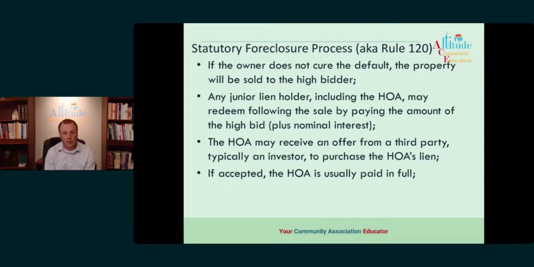If the owner does not cure the default, the property will be sold to the higher bidder. Any junior lien holder, including the HOA, may redeem following the sale by paying the amount of the high bid plus nominal interest. So redeeming is just ultimate happens. If an investor comes in, they pay $110,000. The association wants that property. The association can pay that winning party as a junior lien holder that $110,000 plus some interest and costs, and the association would then get the property.